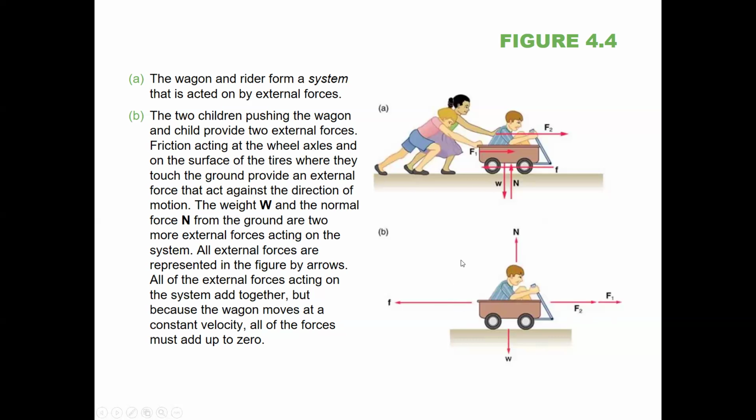So we need to get the sigma, or the sum of all the forces. We add up the force of the two children, which are both in the same direction. So we choose the direction of moving forward as plus.